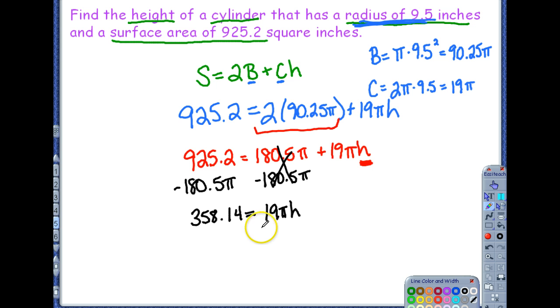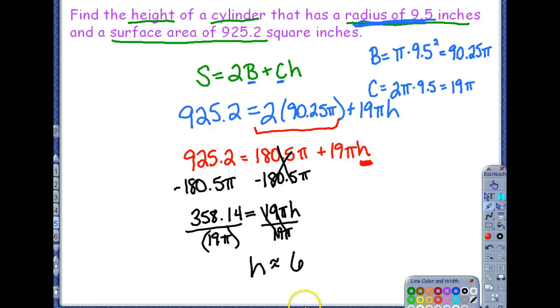Now I'm gonna get rid of the 19 pi, so I'm gonna divide each side by 19 pi. Now we've talked about this before. If you're ever dividing by basically two things, you need to put it in parentheses. So I'm going to leave that in my calculator. I'm going to push divided by, and then parentheses 19 pi. That's one of the biggest mistakes. Push enter, and it's about 6.